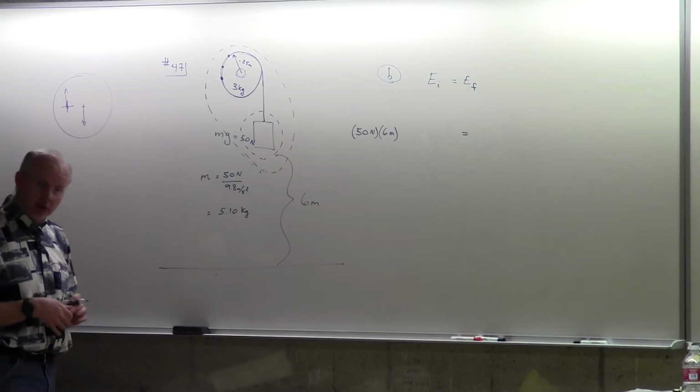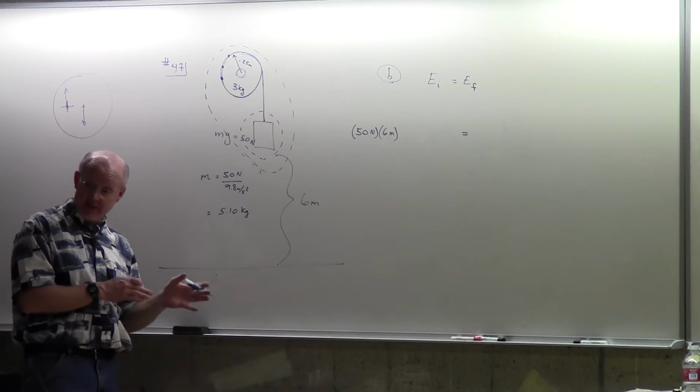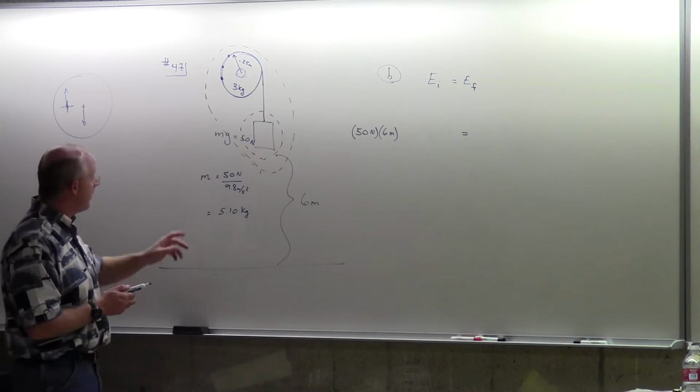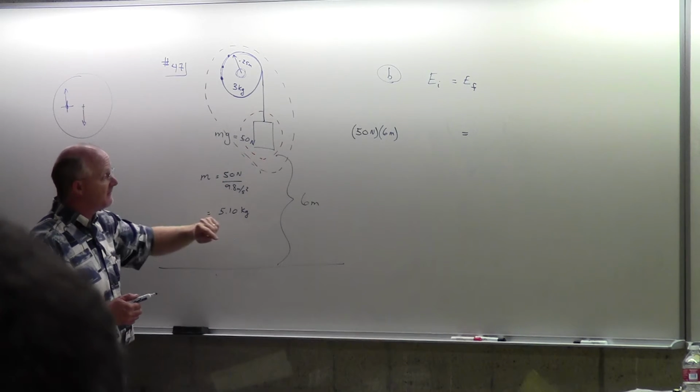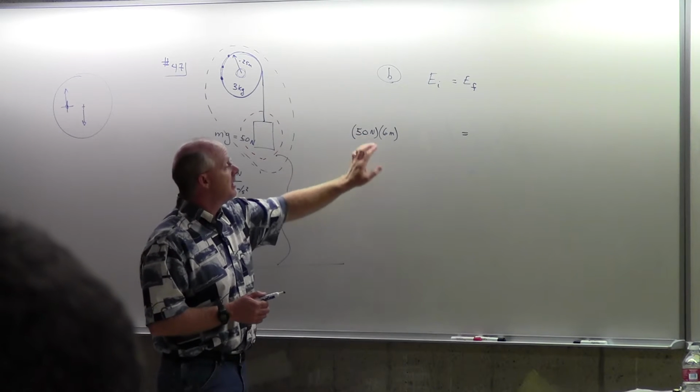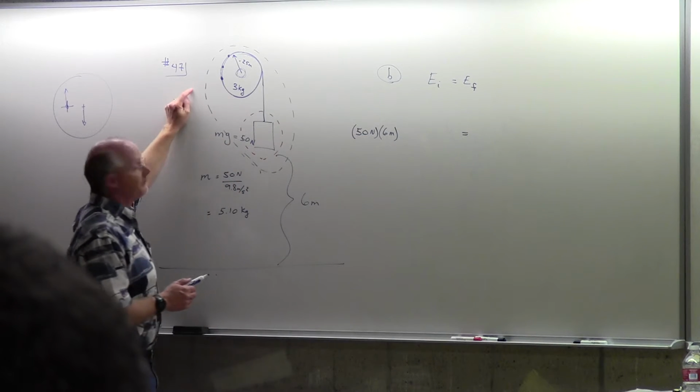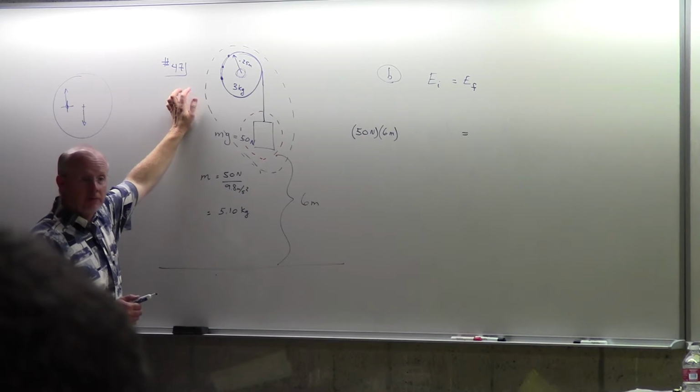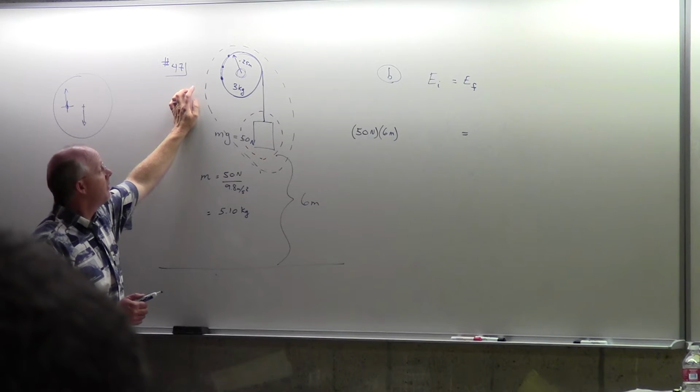Now again, they gave us something a little bit different. They didn't give us m individually, they gave us m and g. So m and g together come out to be the 50. So there's my mg, there's my 50. What about this one? What do you want to do with this one?